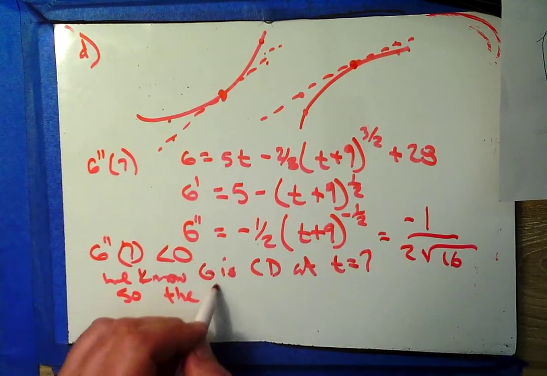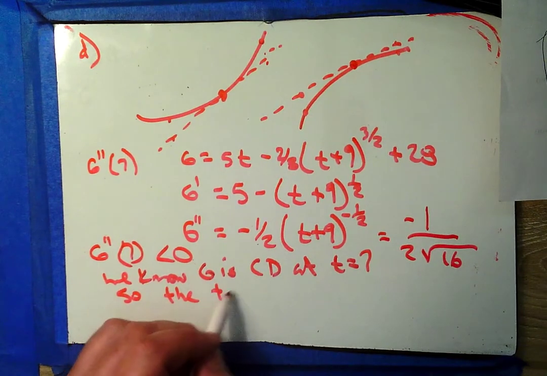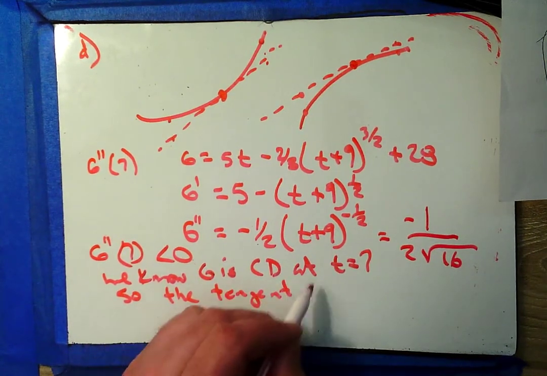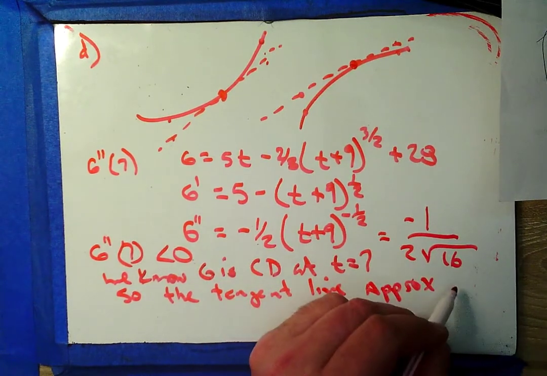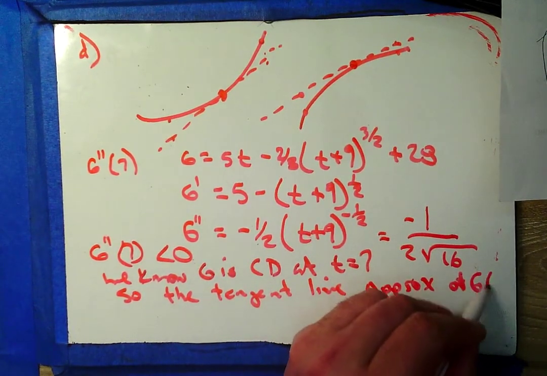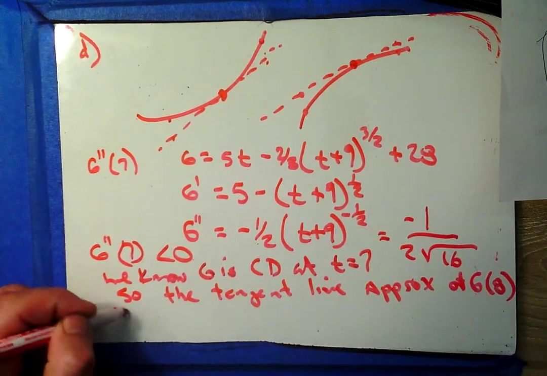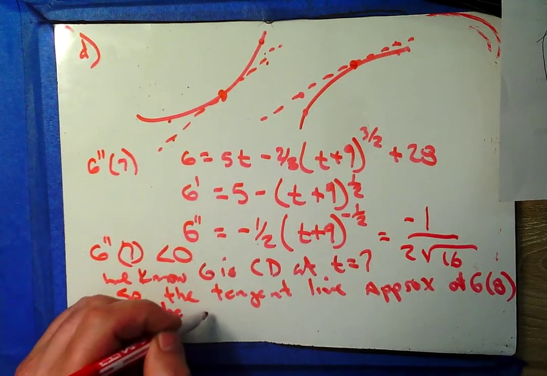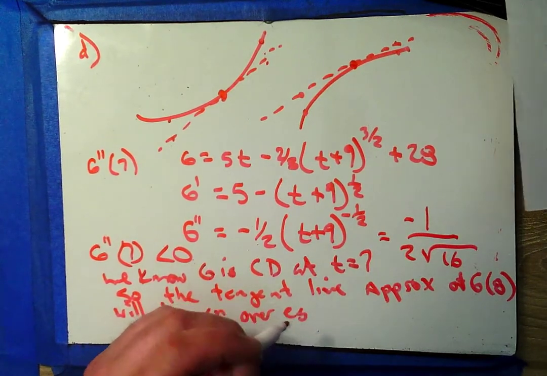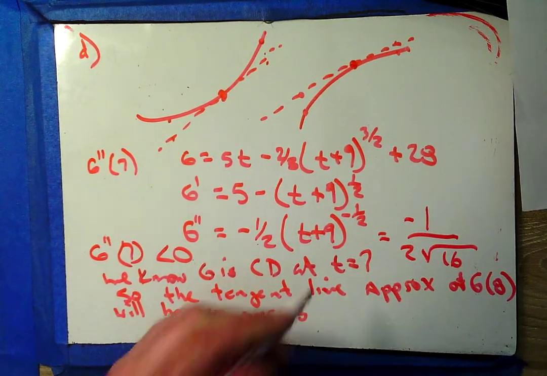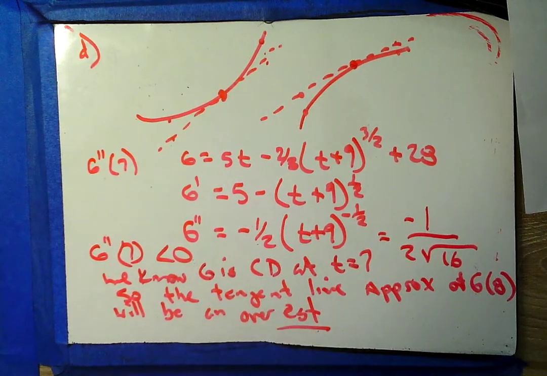So the tangent line approximation of g of 8 will be an overestimate. We have an overestimate. All right, and that's all we had to do for part D.